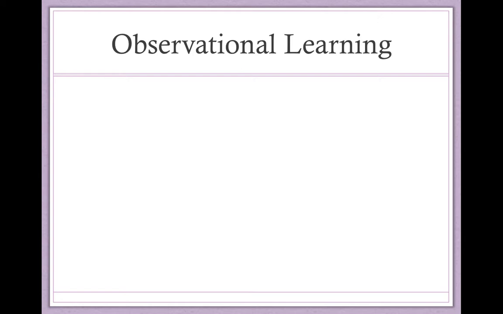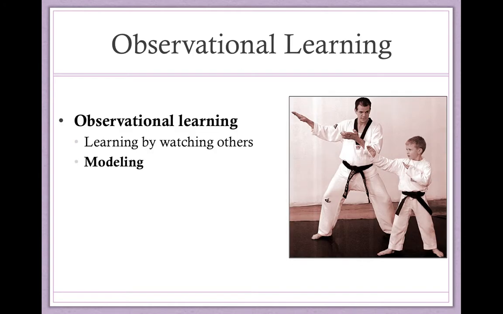So, observational learning. It is learning by watching others. It's also called modeling. So, modeling is when the person that you're observing is doing the behavior and then you're modeling that behavior.